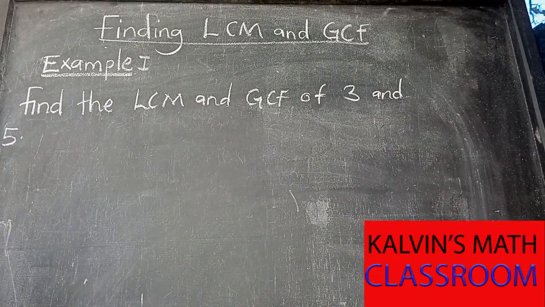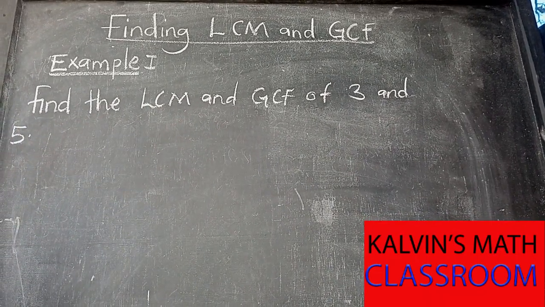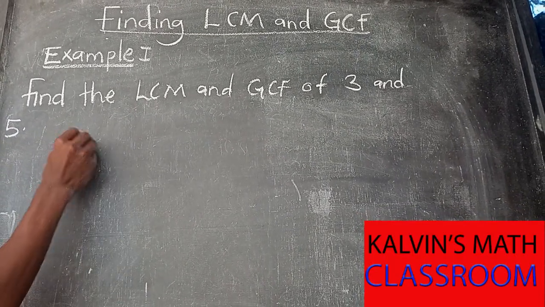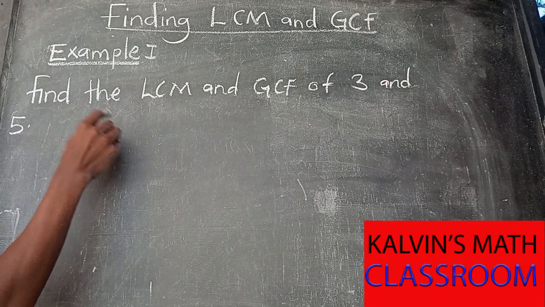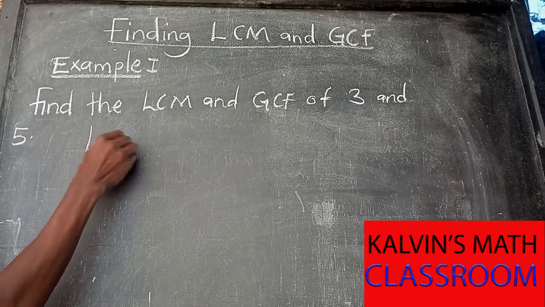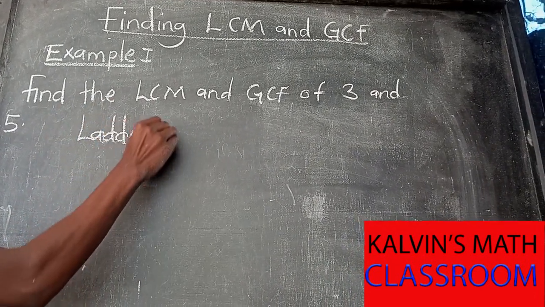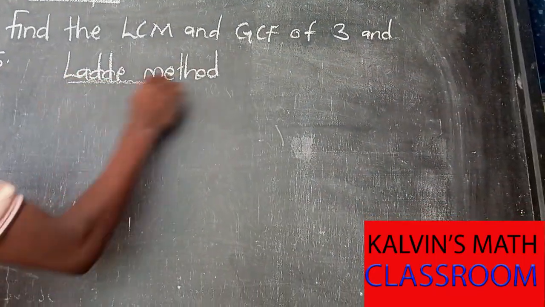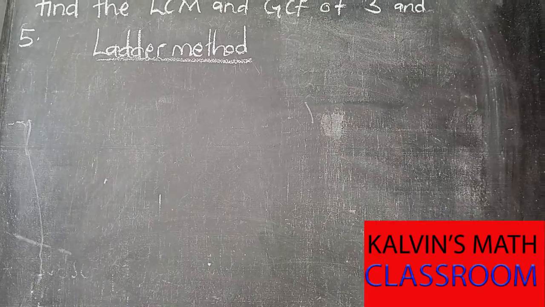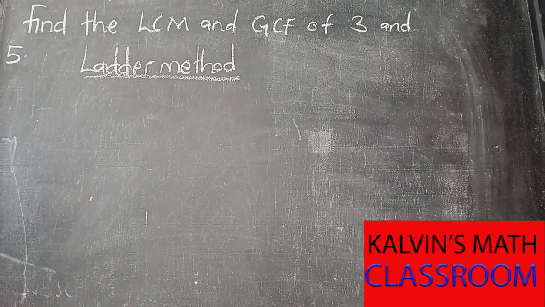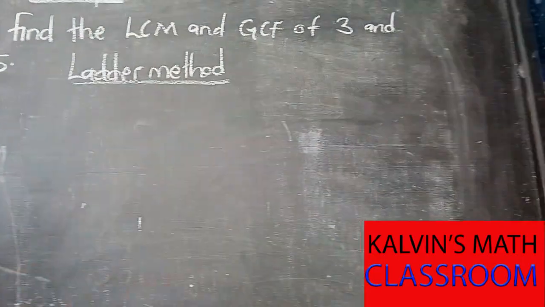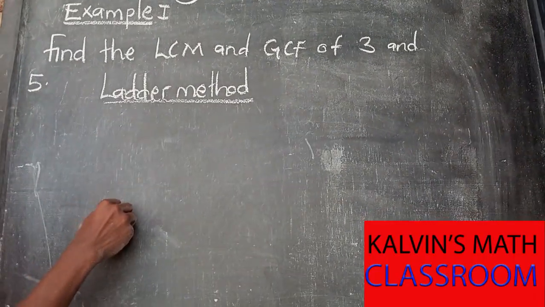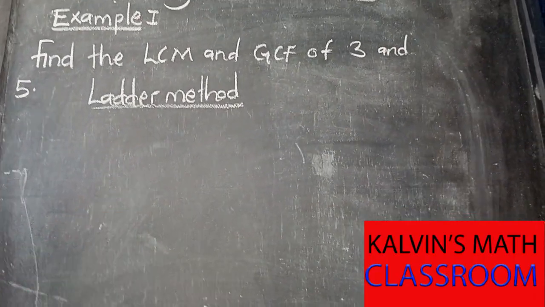Find the LCM and GCF of 3 and 5. So we shall first prime factorize these numbers. Here we are going to use what we call the ladder method. In the previous lesson, I explained how to use the ladder method and the factor tree. If you didn't watch that video, first complete this one and you will go back after this video.